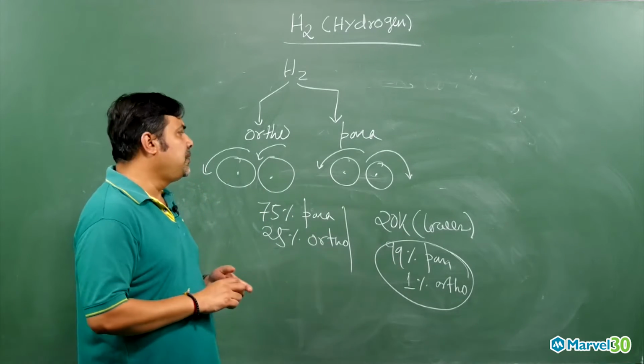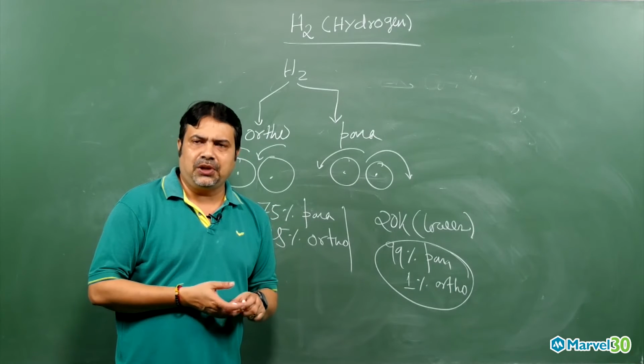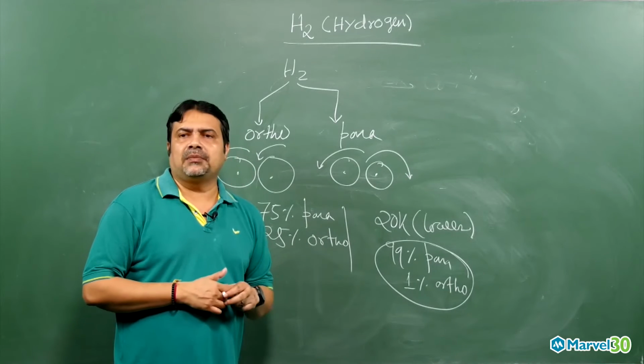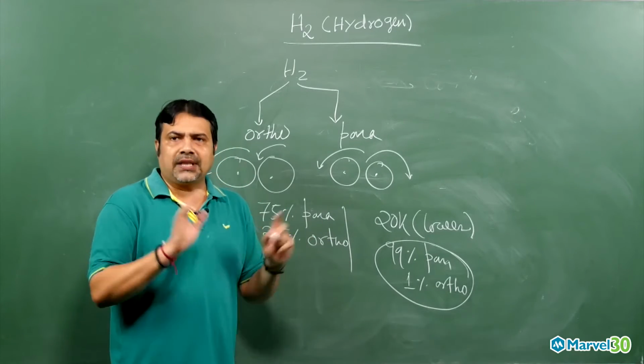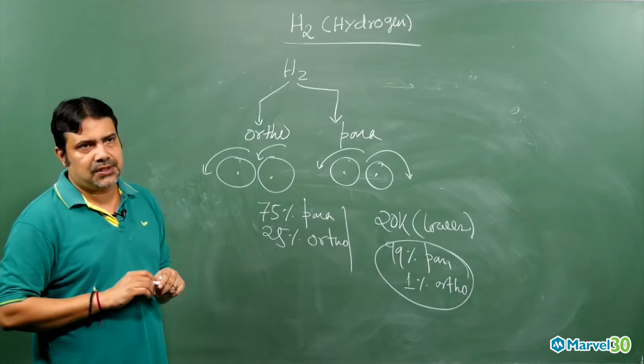But what is the difference between ortho and para? Parahydrogen will have more thermal conductivity, but orthohydrogen has less thermal conductivity. These are the only differences, but in chemical reactions, both hydrogens will be the same. So these are the important things you need to know.